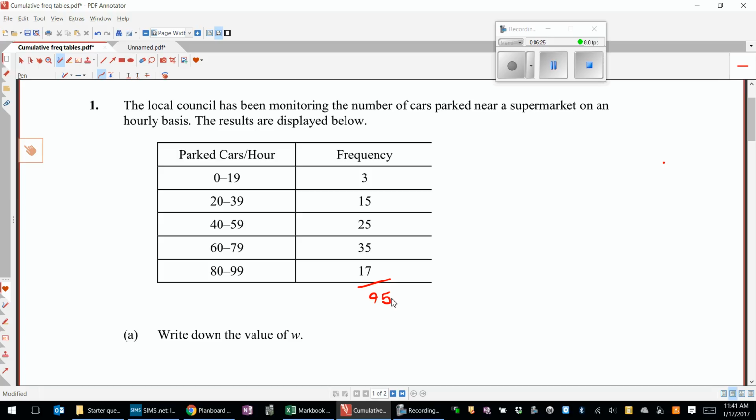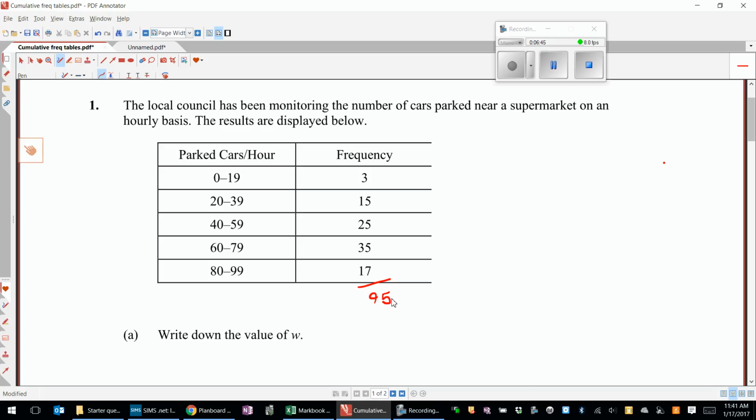Well, we don't know, do we? We've been told there is a supermarket. We've been told cars are parking near the supermarket. We might assume that the people parking near the supermarket are going to the supermarket. Doesn't necessarily mean that's true, but we've got to make some kind of assumption. Okay.